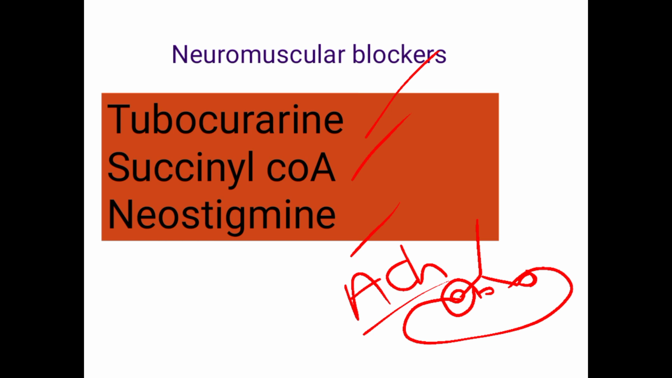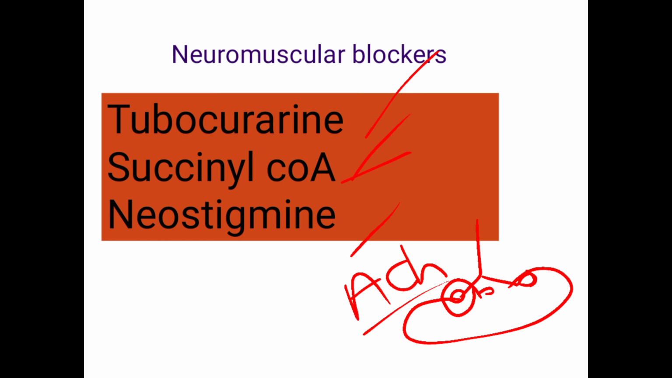Next is the depolarizing blocker. Succinylcholine is a depolarizing blocker. What will it do? It maintains the post junction membrane, the postsynaptic membrane, in a depolarized state.